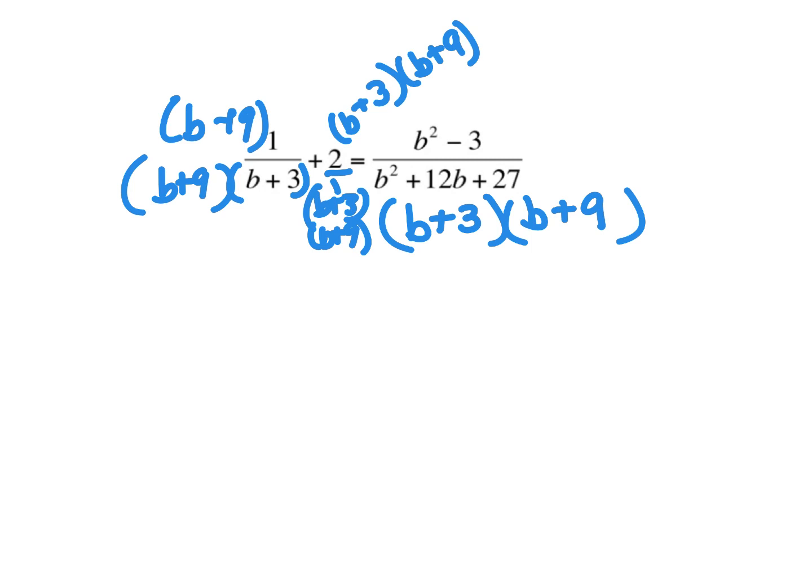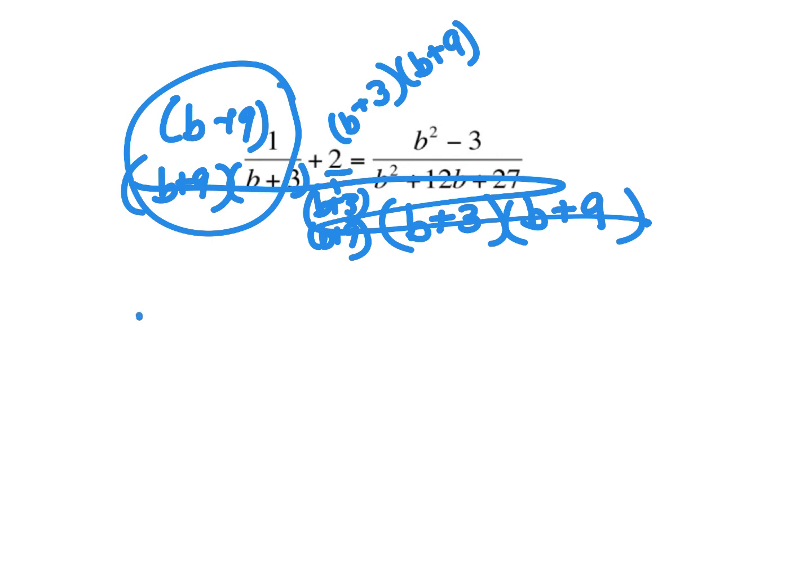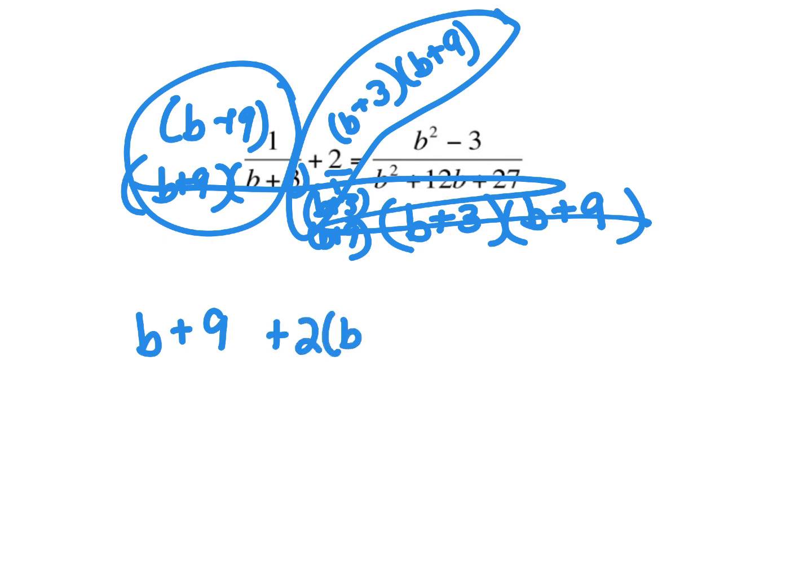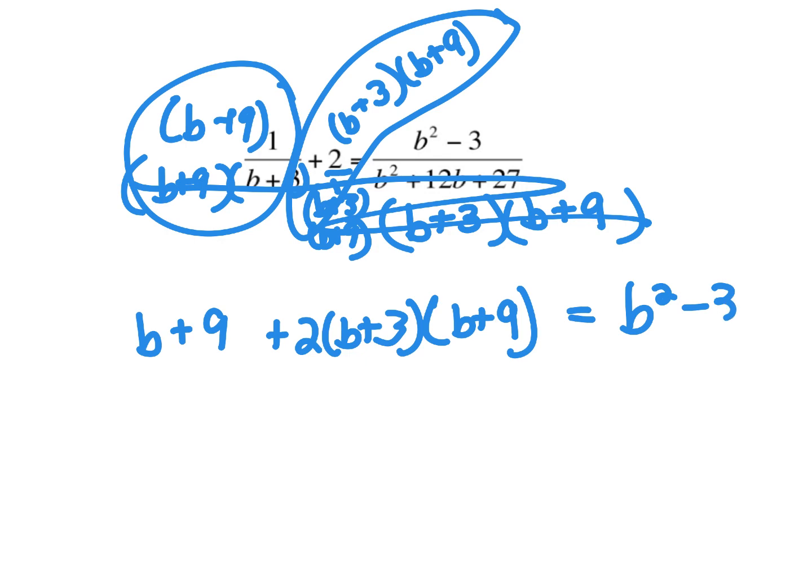So once that part's done, remember we can just ignore the denominator. From our first fraction, we just get b plus 9. We're timesing it by 1. Our second fraction is a little more complicated, this one. So what I have in there is I need to FOIL. Well, I have a 2 times b plus 3 times b plus 9. And then equals b squared minus 3.